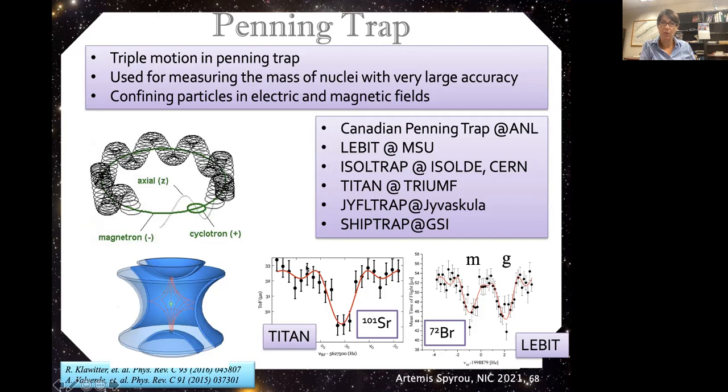This is kind of what the traditional measurements look like. You have very accurate measurements. For example, within the same nucleus, you can measure the ground state and an isomeric state, which is also very nice. So yeah, this is a very good, accurate technique, and Penning traps exist in most of the large nuclear physics facilities around the world.